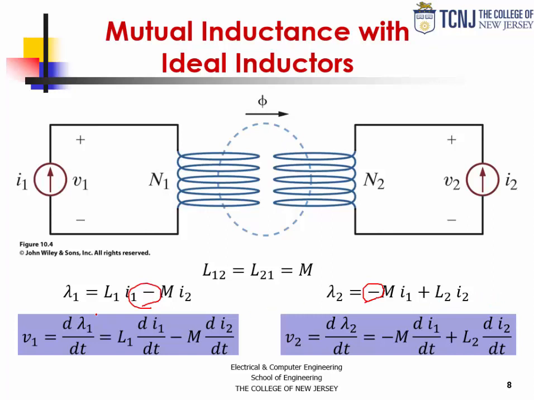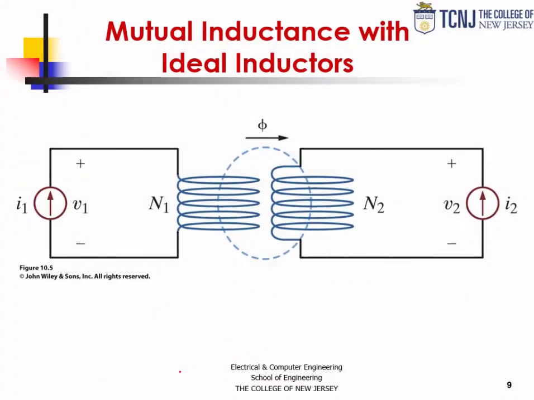And again, if we take the derivative of those linkages to get the voltages in the primary and secondary respectively, we have the following equation, which is the same that we saw in the previous slides, but now we have minus signs in front of the mutual inductance terms. And this shows a picture of a primary winding with a different winding direction on the secondary.